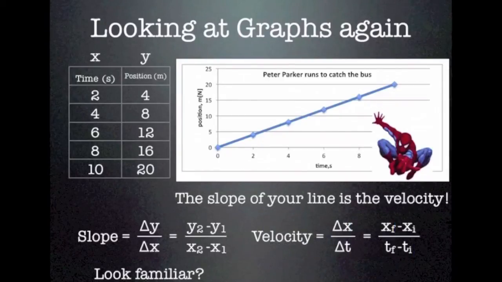And here we go. Velocity equals the change in x over the change in t. So that's position over time again. And then you've got your final position minus your initial position over the final time minus the initial time. These are exactly the same. So if you want to find velocity, all you have to do is find the slope of your line.